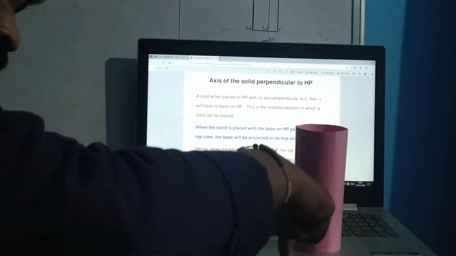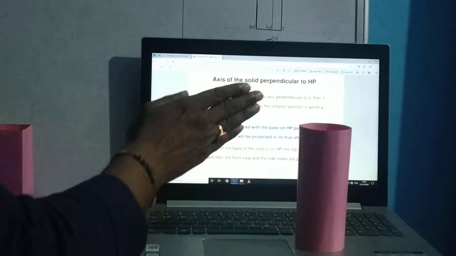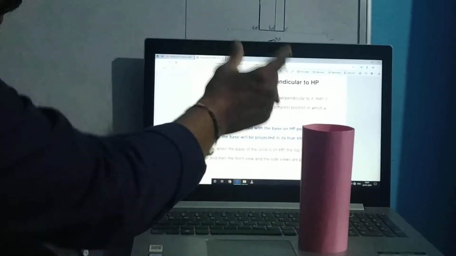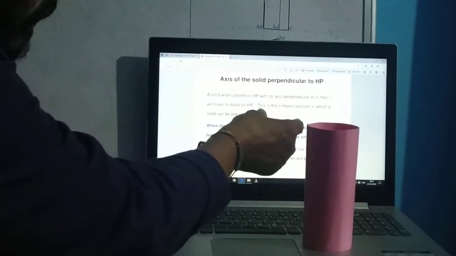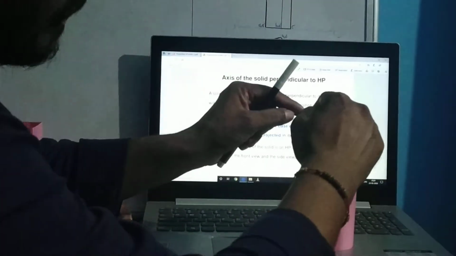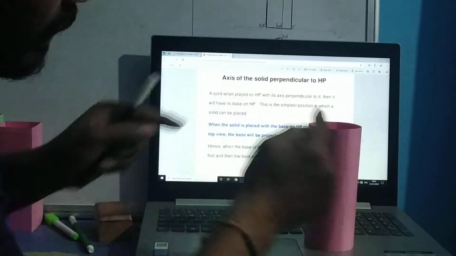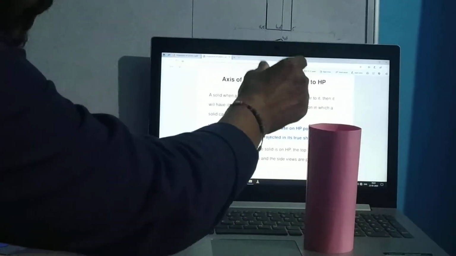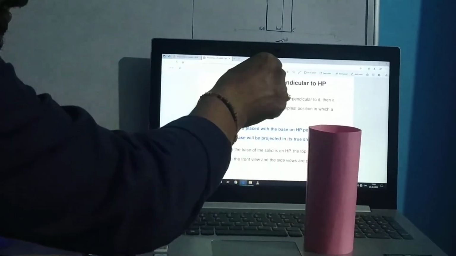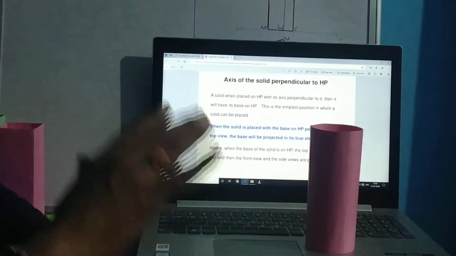On HP there will be a circle equal to the diameter of this cylinder, and on VP we will get a rectangle, where the diameter gives one side and the height gives the other. Now a question arises here.